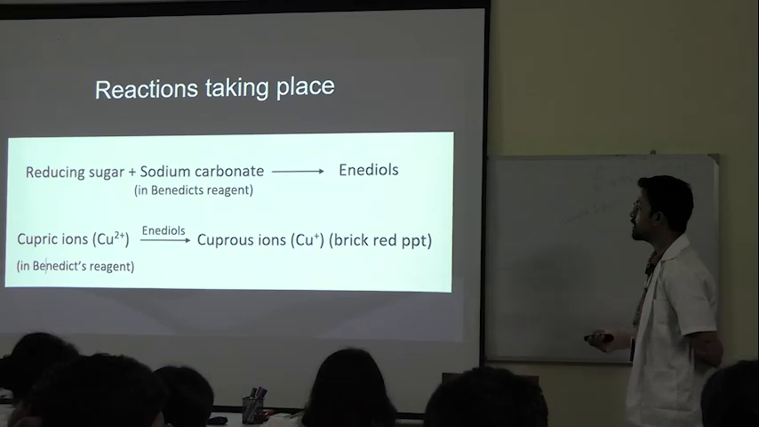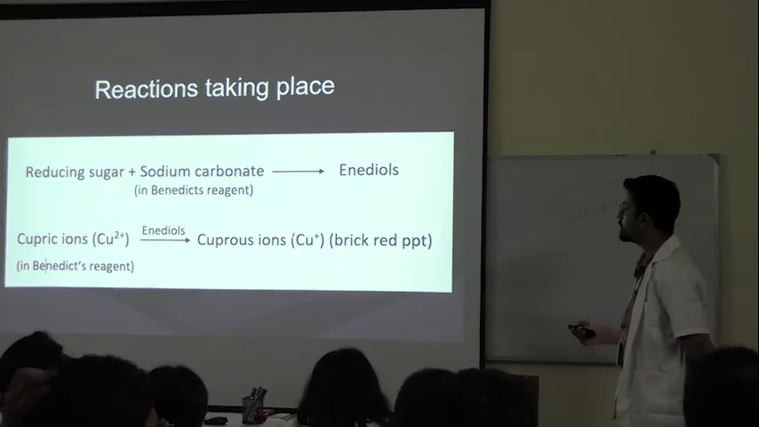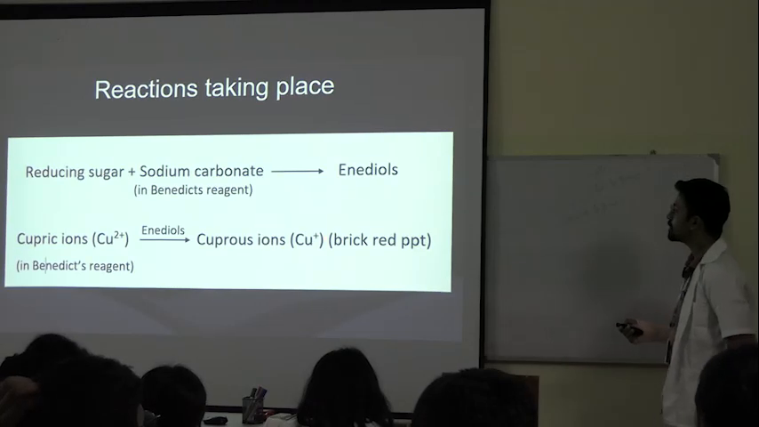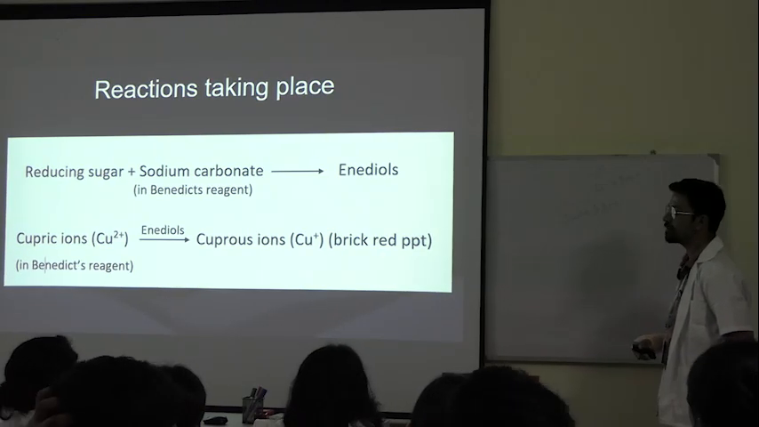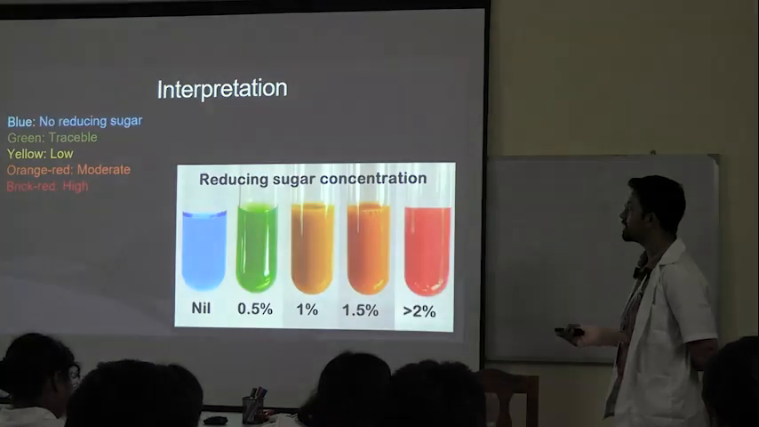Yeah, sit down. Now there are cupric ions reacting with the enediols, forming cuprous ions, and the cuprous ions are giving the brick-red precipitate that you have already seen in the slide. This is just a reaction that is happening over there.